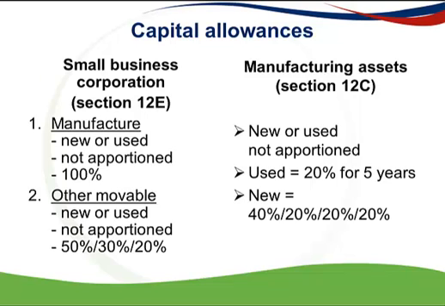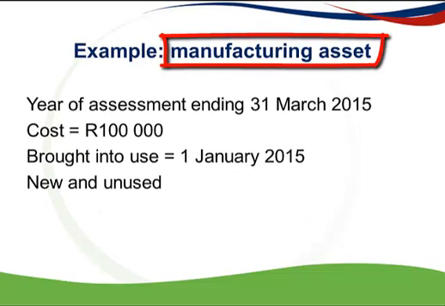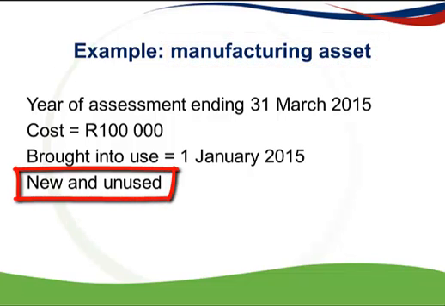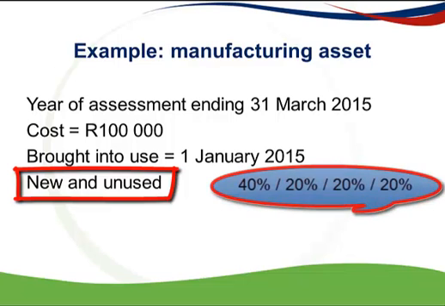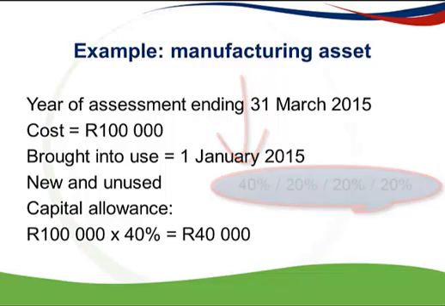If the manufacturing asset is new or unused, then this asset is claimed over 4 years. 40% of the cost is claimed in the year that the asset is brought into use, and 20% of the cost in the following 3 years. Let's look at a few examples. If this manufacturing asset cost 100,000 and it was brought into use on 1 January 2015, and it is new and unused, this means that I will use the 40-20-20-20 rule. In other words, in my first year that I am bringing it into use, I will claim 40% of the cost as my capital allowance.